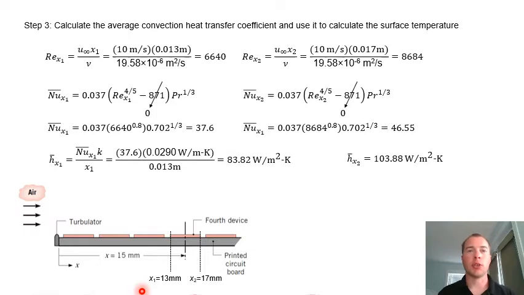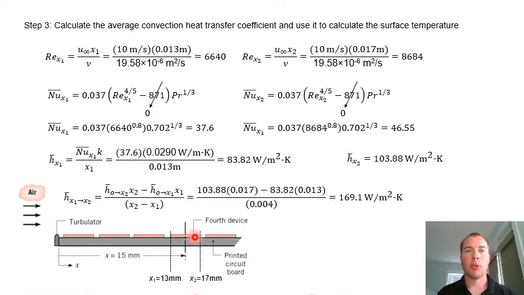We now use the definition of the Nusselt number to calculate the average heat transfer coefficients at the leading and trailing edge. Remember, these represent the average heat transfer from the leading edge all the way to x1 and x2. From the principle of superposition, which was covered in Part A of this lesson, we can calculate the average heat transfer coefficient associated with the heat transfer over the fourth device. Review the Part A lesson if you are not familiar with this equation. The average heat transfer coefficient is 169.1 watts per square meter Kelvin.